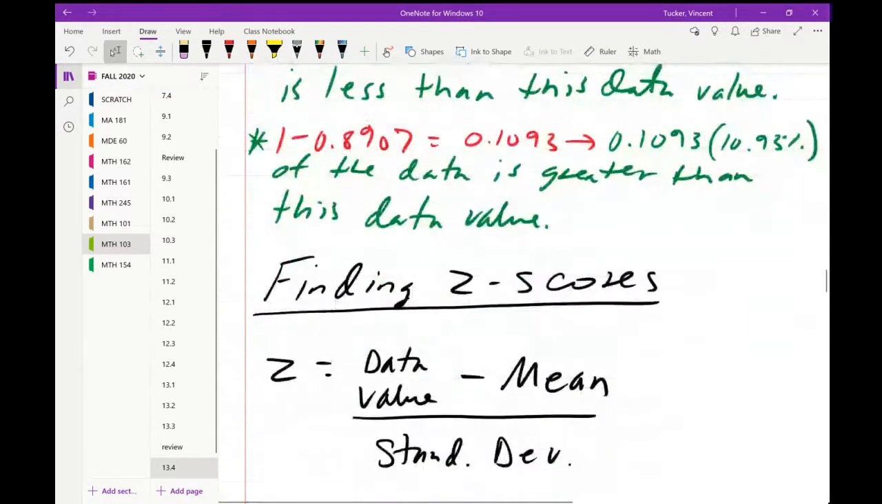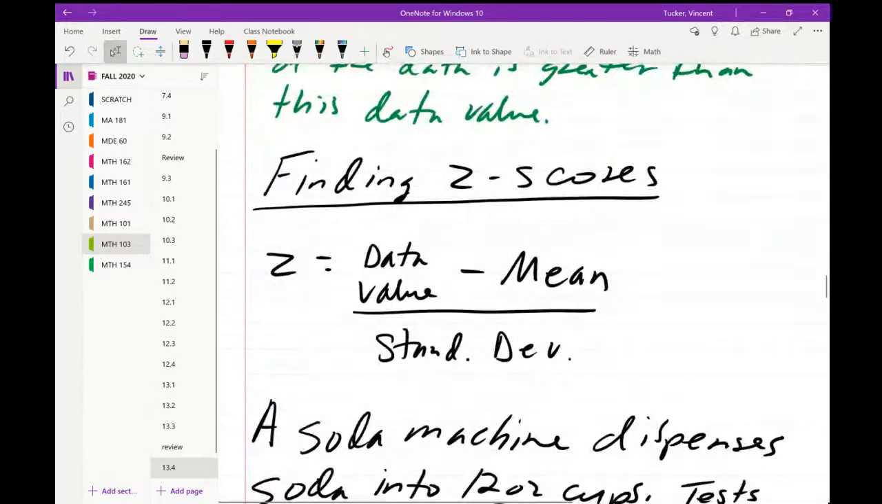All right. So the way we will calculate our z-scores, or find our z-scores, is that we will take the data value that's in question, subtract the mean, then divide by standard deviation.